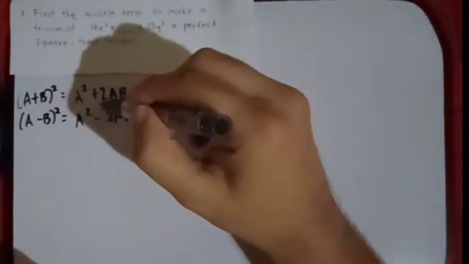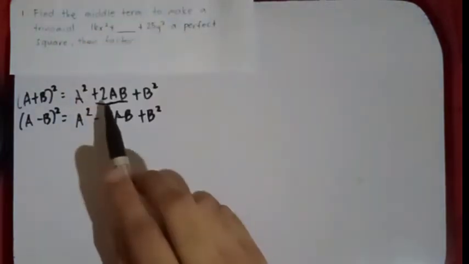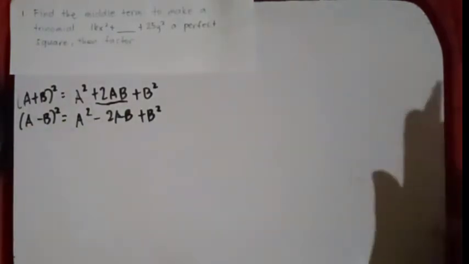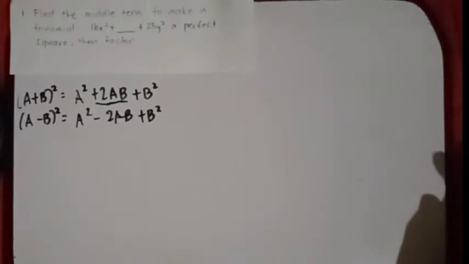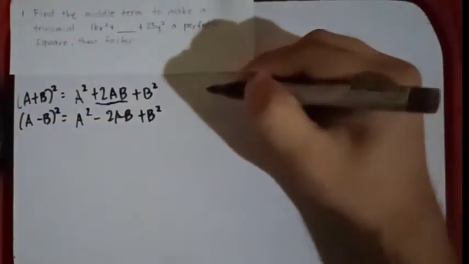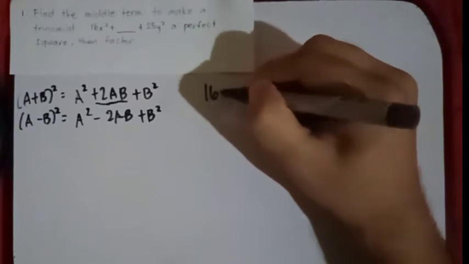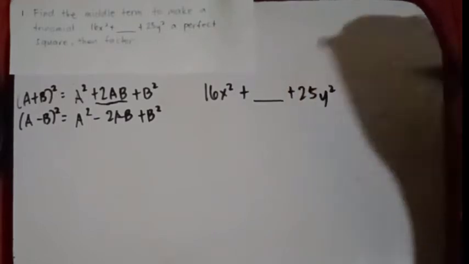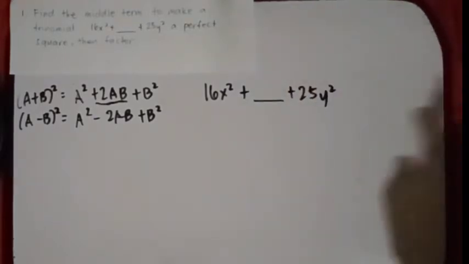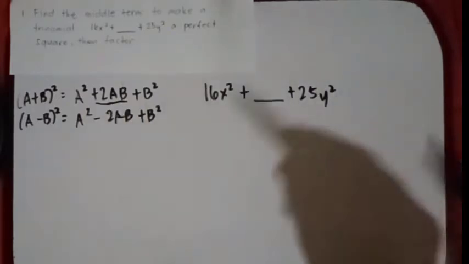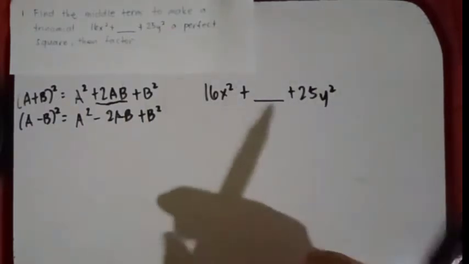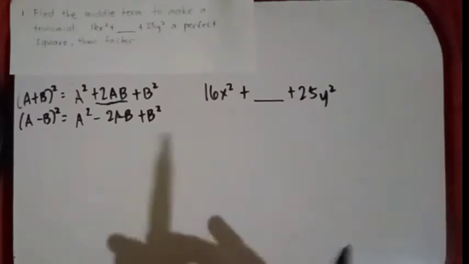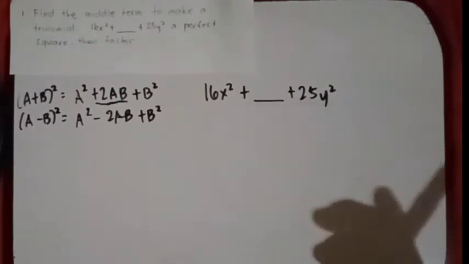So, ibig sabihin, dahil nawawala yung middle term, ito yung kukunin, no? I-form siya ng 2ab. Kaya ganon. So, paano natin makukuha yung middle term ng perfect square trinomial? Okay, so, we have 16x squared plus blank plus 25y squared. Ayan. So, sa paghahanap ng middle term is para na rin tayo nag-check kung perfect square trinomial ba yung isang trinomial o hindi.